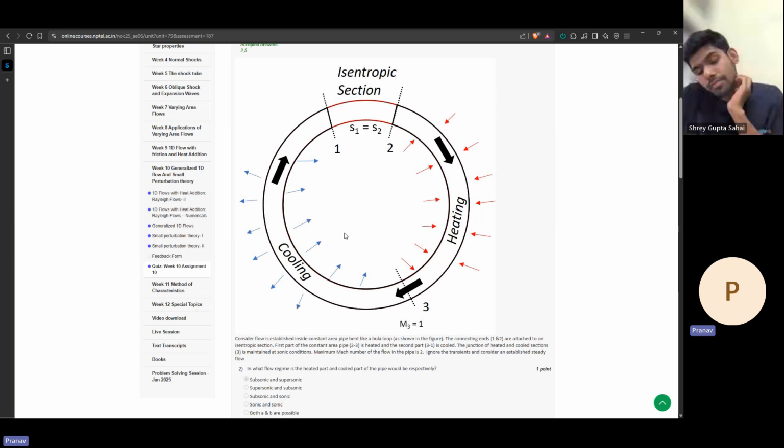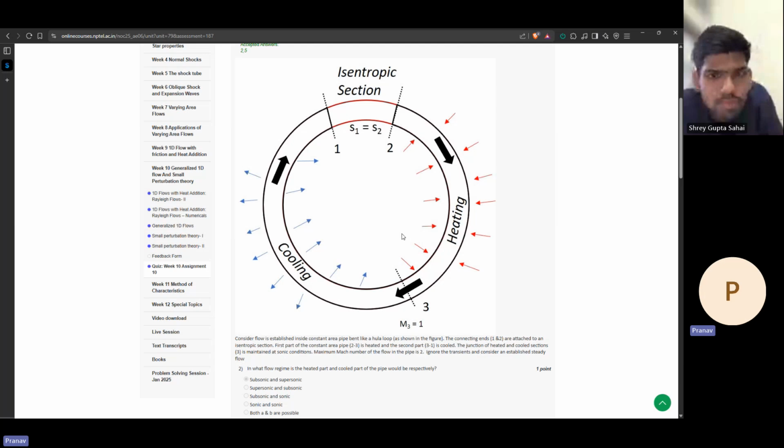The question was, in what flow regime are the heated part and the cooled part of the pipe, respectively? The options are subsonic and supersonic; subsonic and subsonic; subsonic and sonic. The second, third and fourth are not possible. The fifth option says both A and B are possible: subsonic, supersonic, and then supersonic, subsonic, respectively.